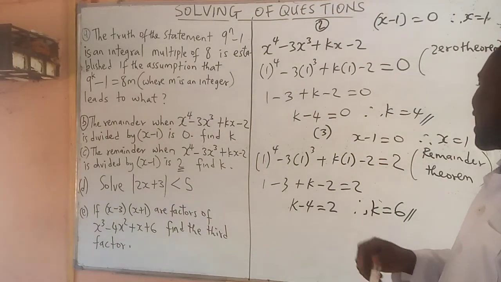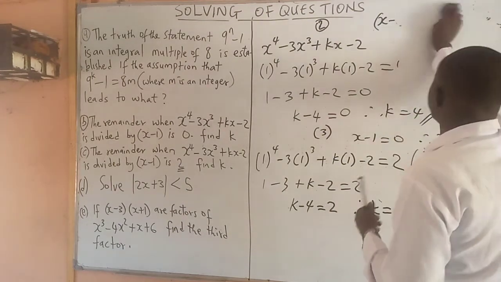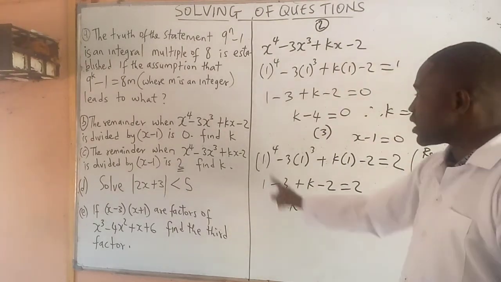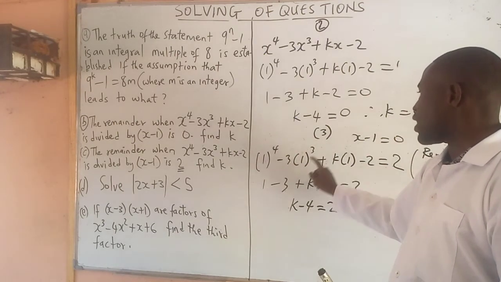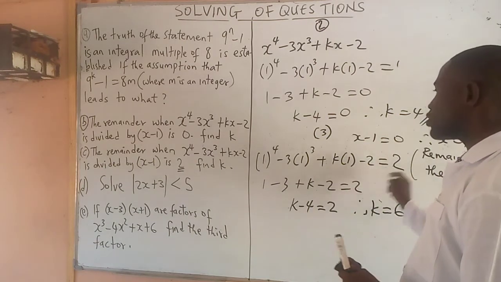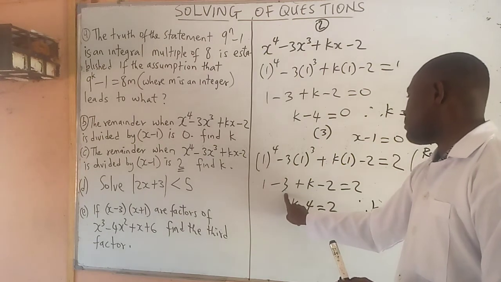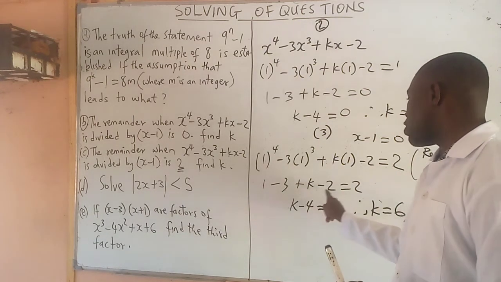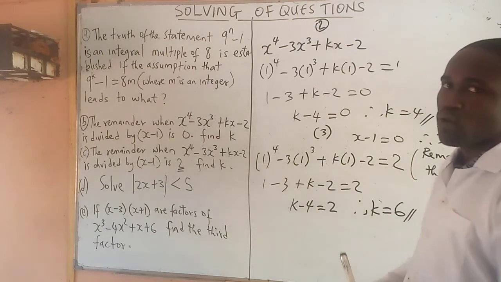We go to the next question. For us to solve it, remember I said 1 raised to the power 4 is 1, 1 raised to the power 3 is 1, times minus 3, plus k minus 2 equal to 2. Then 1 minus 3 minus 2 is minus 4. Take the minus 4 to the other side, 6. You have k equal to 6.